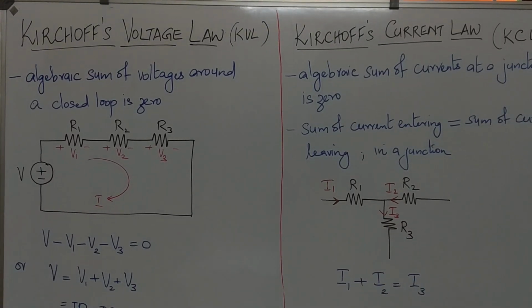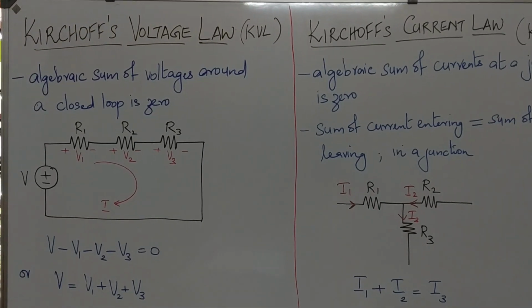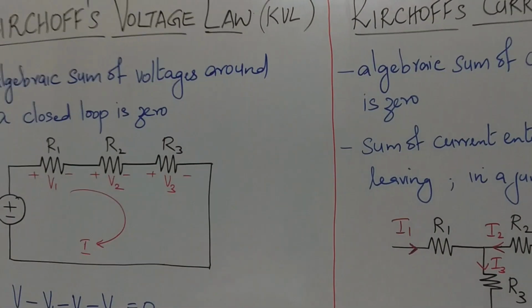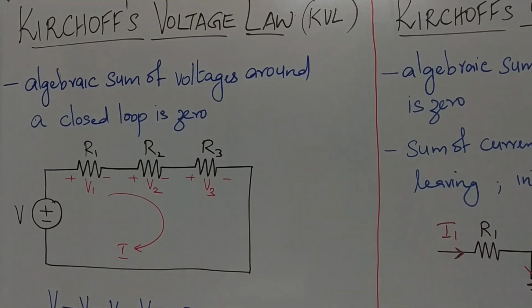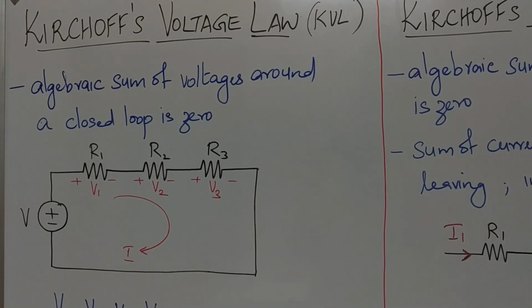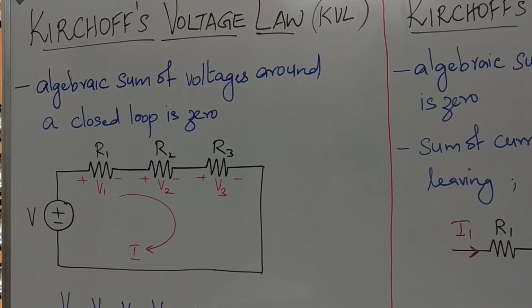Today we will see Kirchhoff's voltage law and Kirchhoff's current law. Let's start with Kirchhoff's voltage law. Kirchhoff's voltage law or KVL states that the algebraic sum of voltages around a closed loop will be 0 for a lumped electric circuit.